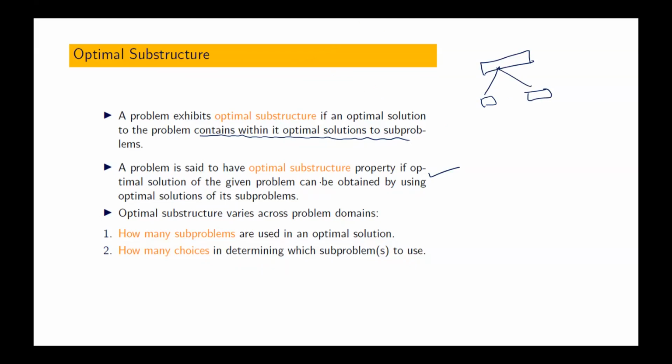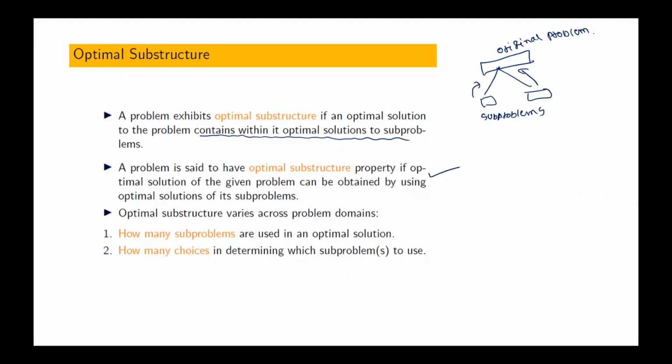The optimal solution of the given problem can be obtained using optimal solutions of the subproblems. This is the subproblem optimal solution, and this is the original problem. If you get the optimal solution to the original problem from the subproblems, then we say that it has optimal substructure.